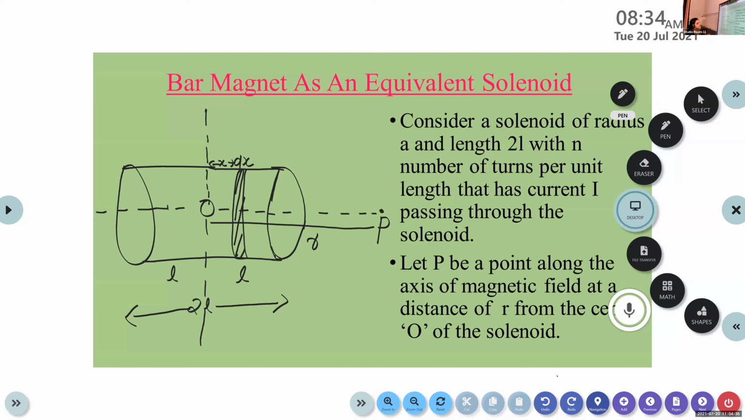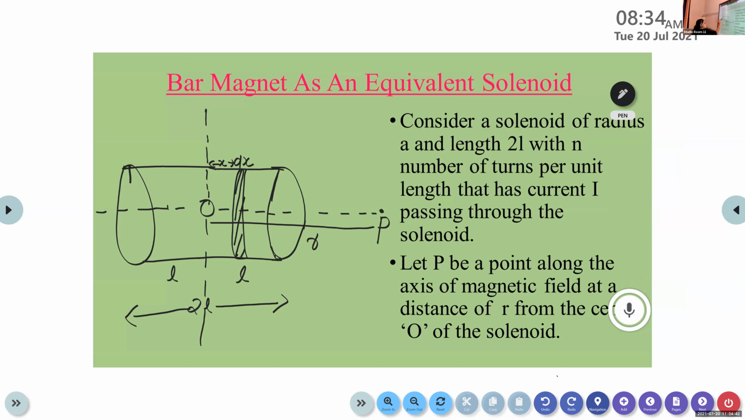In order to prove that the bar magnet is an equivalent solenoid, we consider a solenoid of radius A and length 2L with n number of turns per unit length. Capital N is the number of turns, and N by L is equal to small n. So small n is the number of turns per unit length of this solenoid. And let I be the current that is flowing through the solenoid.